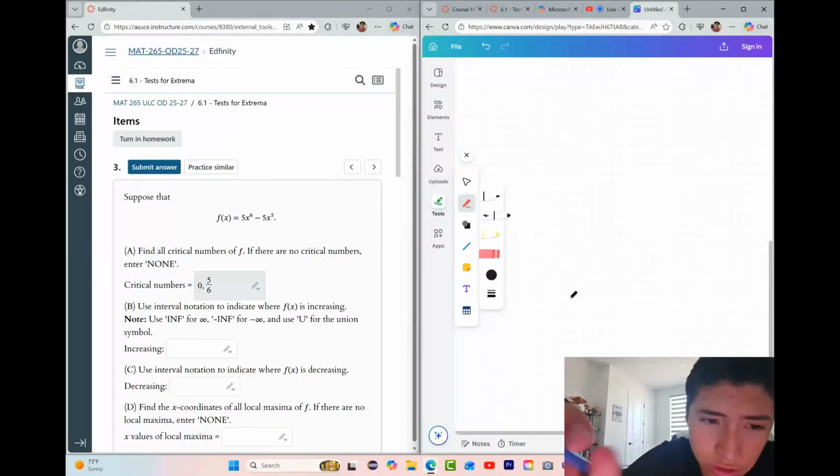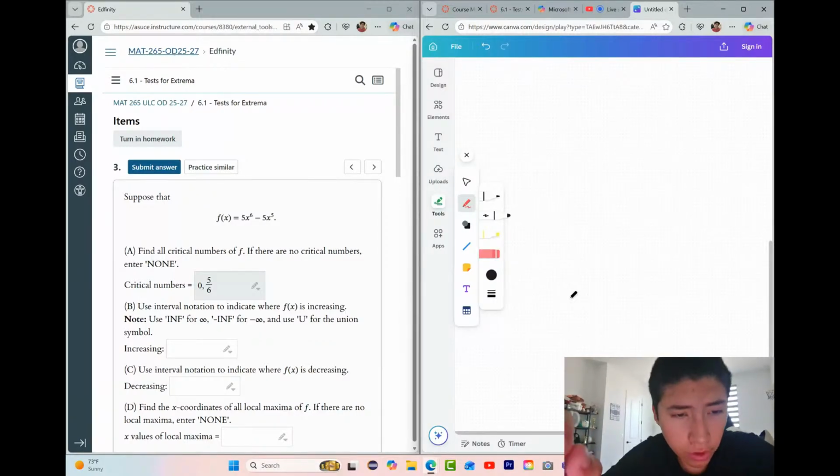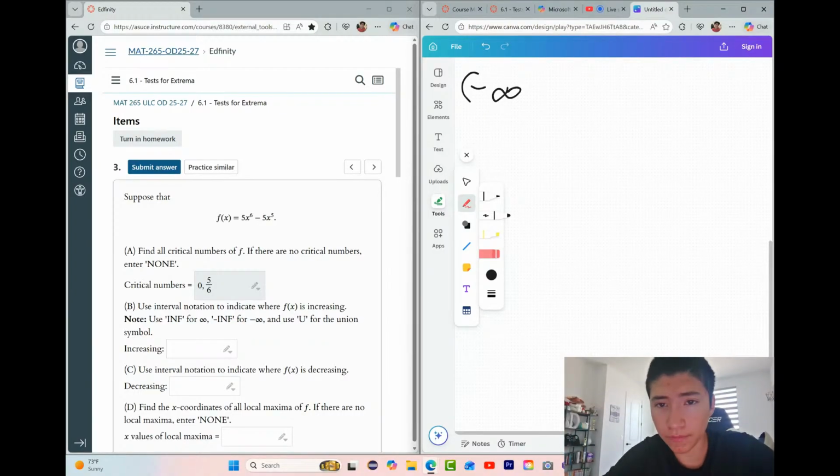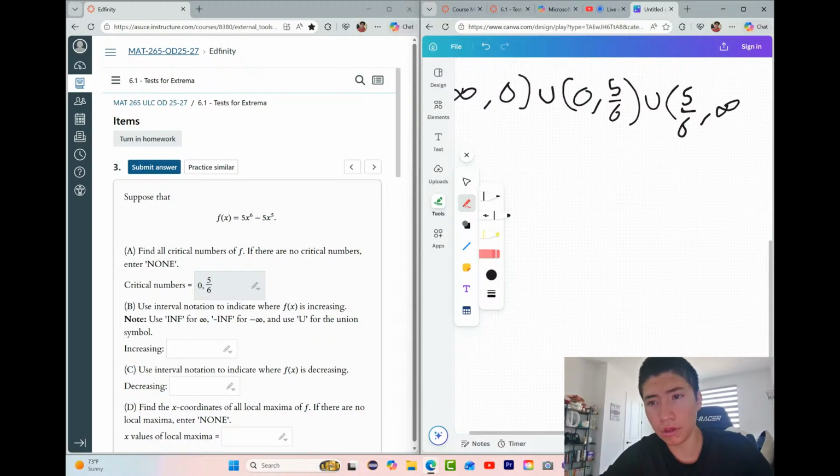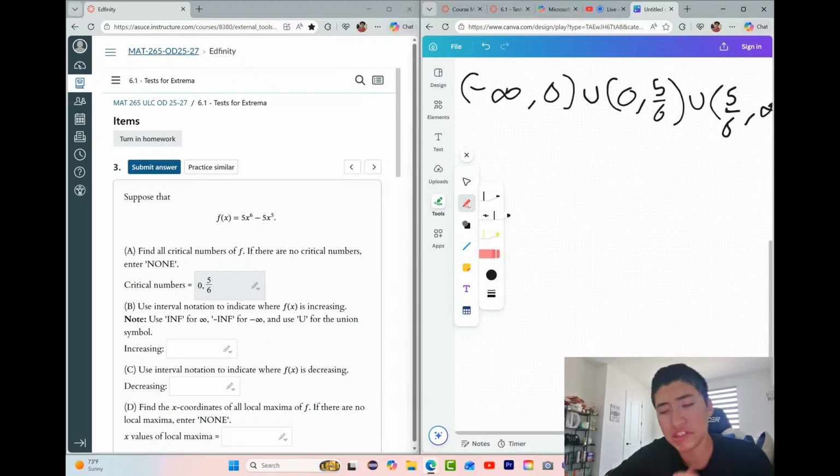So let's create our intervals. So we have negative infinity all the way to 0, union 0 all the way to 5/6, union 5/6 comma infinity. Well, that looks like a very weird union.